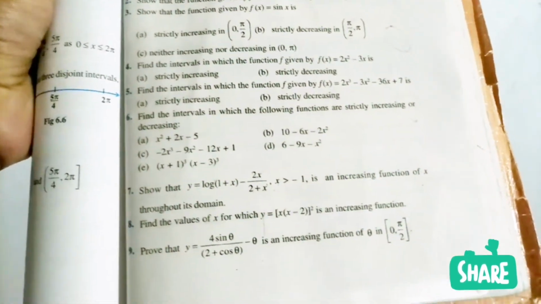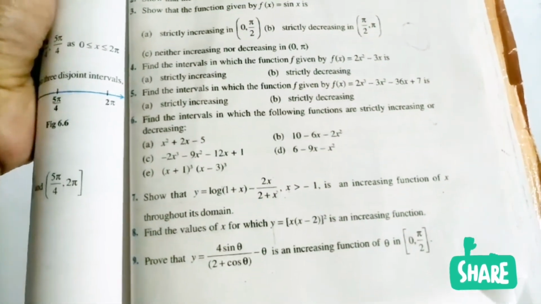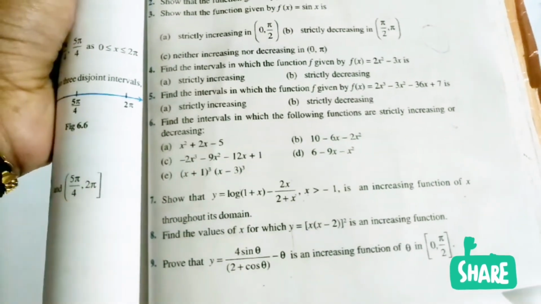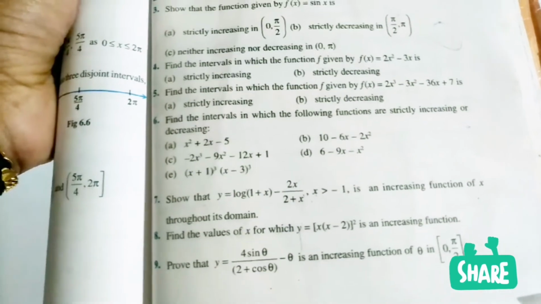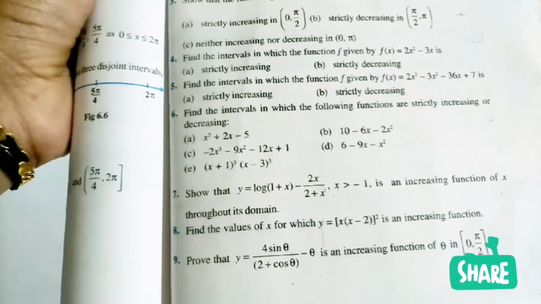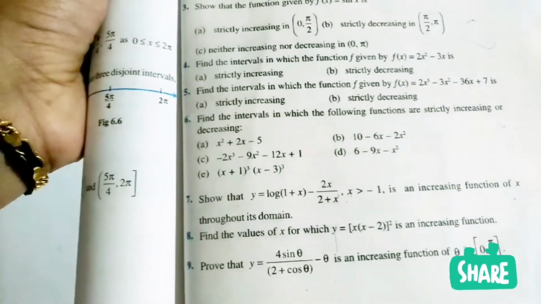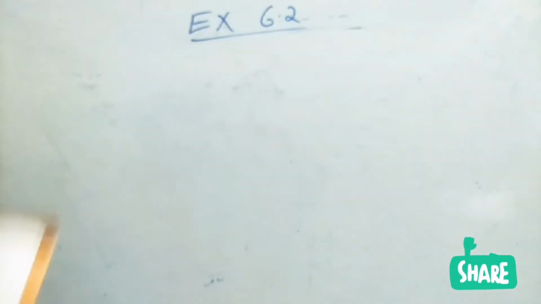Seventh question. Show that y is equal to log of 1 plus x minus 2x divided by 2 plus x, x greater than minus 1, is an increasing function of x throughout its domain. We need to prove the given function is an increasing function in the given domain.